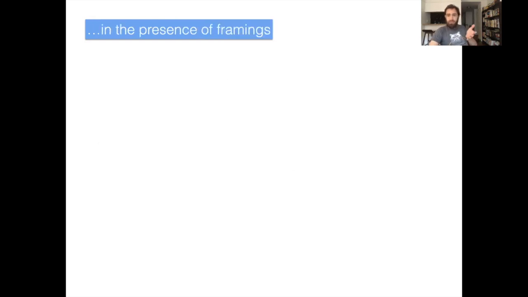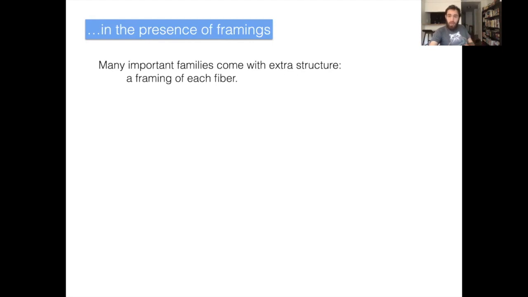So you'll notice the ellipsis on the title of the previous slide, monodromy in the presence of framing. I'm talking here about what we can understand about the monodromy representation of a family of surfaces when it comes equipped with some additional structure. What sorts of additional structure are we talking about? We're talking about framings. The setting here is a family of surfaces where each fiber is not just a Riemann surface, but a Riemann surface together with a choice of framing.